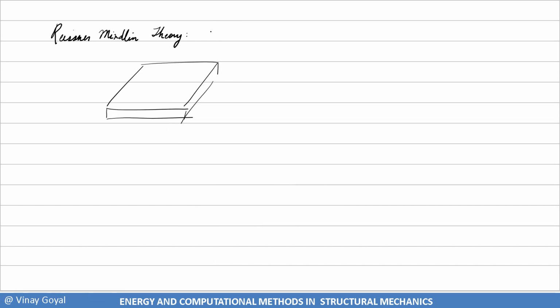Okay, so that describes Kirchhoff plate theory. This is Reissner-Mindlin theory. It will not be discussed here because you will derive this. It's simply now a thicker plate, and it's analogous to Timoshenko beam theory.